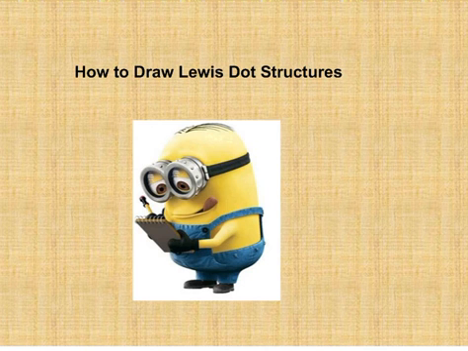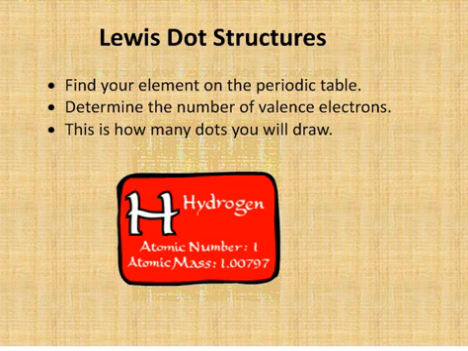Today we're going to learn how to draw Lewis dot structures. To be able to draw a Lewis dot structure, you have to do a few things first. First, find the element on the periodic table that you'd like to work with. Next, determine the number of valence electrons. This is how many dots you will draw for your Lewis dot structure.